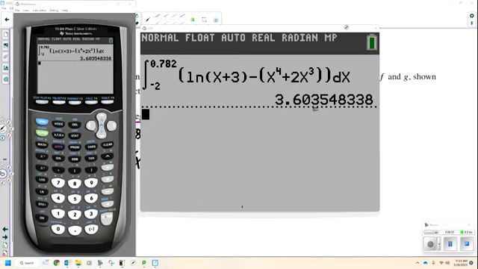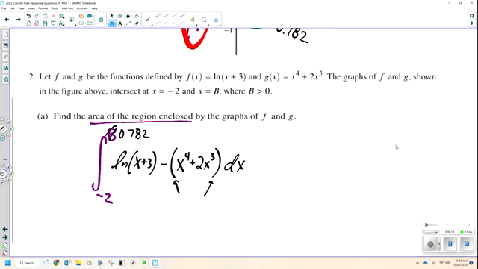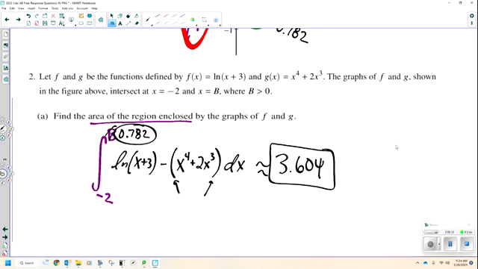Let's make that a 4. Let's round that up to a 4 because the number after it is 5 or bigger, shall we? Approximately 3.604. That was an easy one, as long as you knew that the area between the curves is the top curve minus the bottom curve, and you just knew how to use that intersect function for the upper bound. All right?